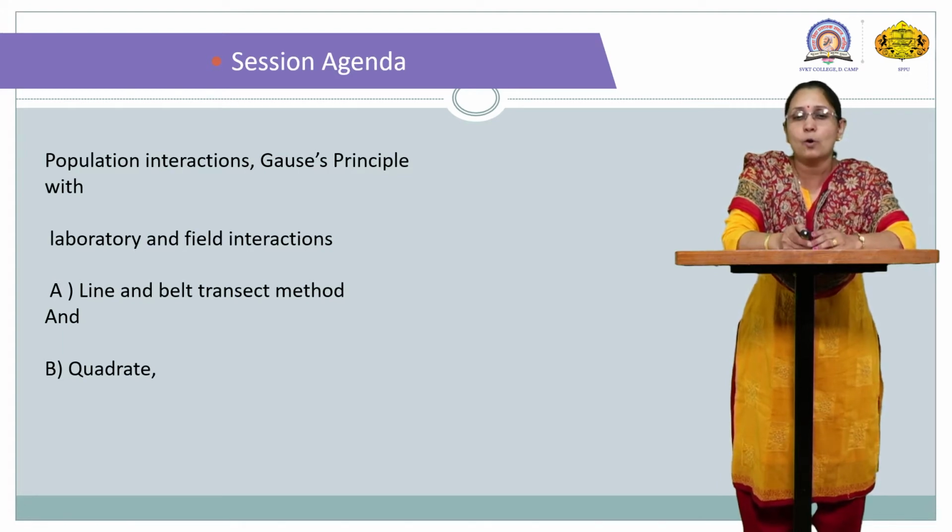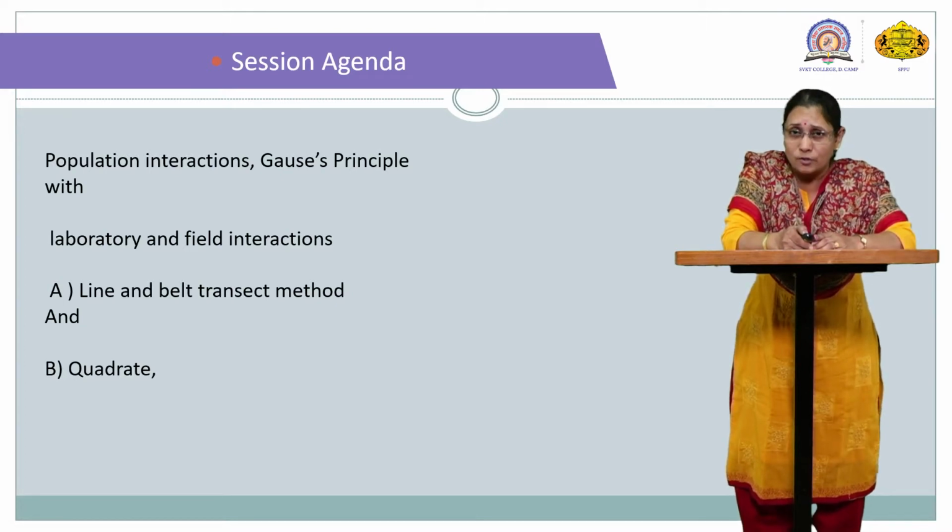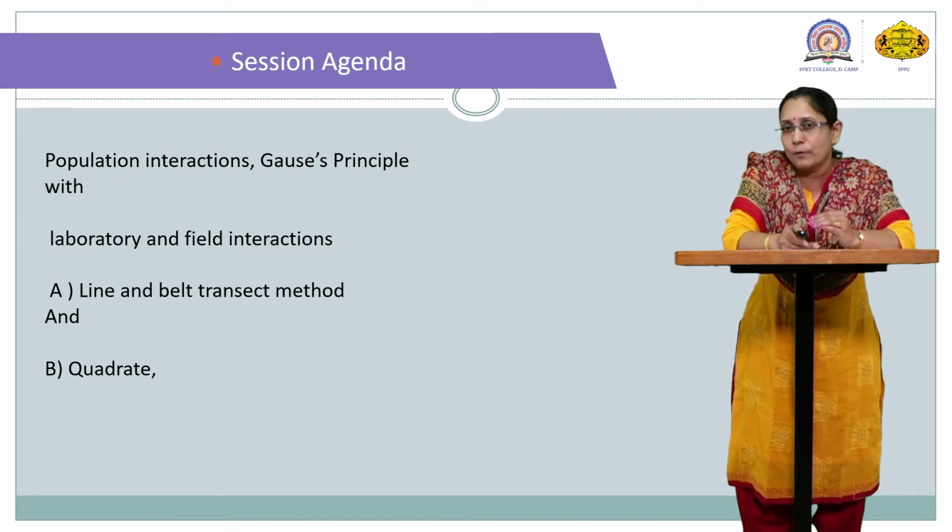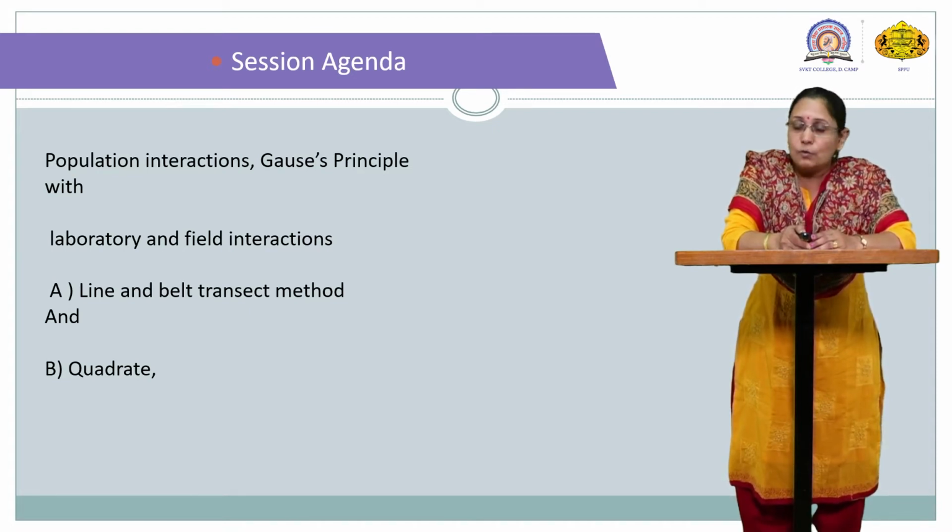As per the Gause principle, how can one analyze this interaction? Now we are talking about population interaction. How can we study population interaction? For this, a few methods were suggested. Which are those methods, and how can one apply them? We are going to talk about that.